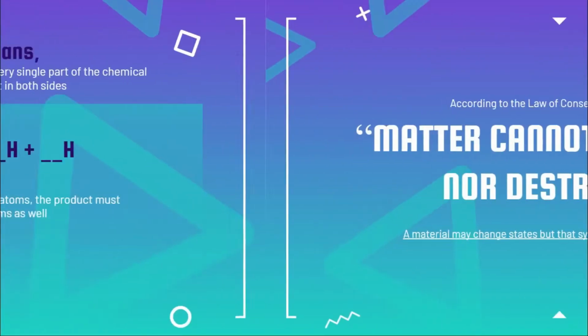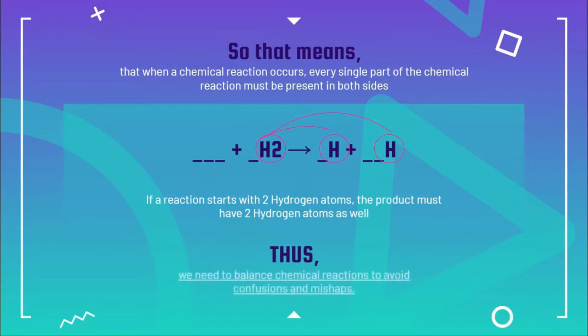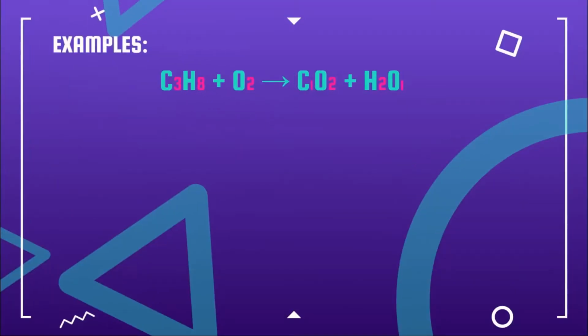So that means that when a chemical reaction occurs, every single part of that chemical reaction must be present in the product of that reaction. If a reaction starts with 2 hydrogen atoms, the product must have 2 hydrogen atoms as well. Thus, we need to balance chemical reactions to avoid confusions and mishaps. Now that I have explained the basics of balancing chemical equations, let us now proceed to some actual examples.